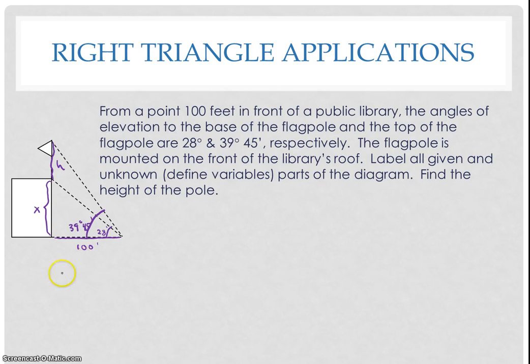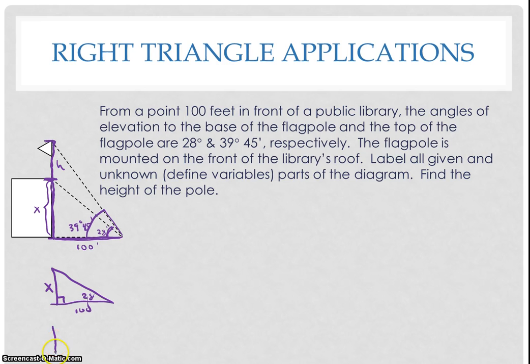So we have two triangles that I'm going to pull out of here. The first triangle I have is the one that has the library side. So it has this x here, and then the base is 100. The angle is 28 degrees, and I don't know the hypotenuse, but I don't need to know it. The second triangle is the one that has the 100 as the base, that's opening up to be the 39 degrees, 45 minutes. And it has this height of x plus h for its total height, because the height is just the flagpole, and then x is just the height of the library.